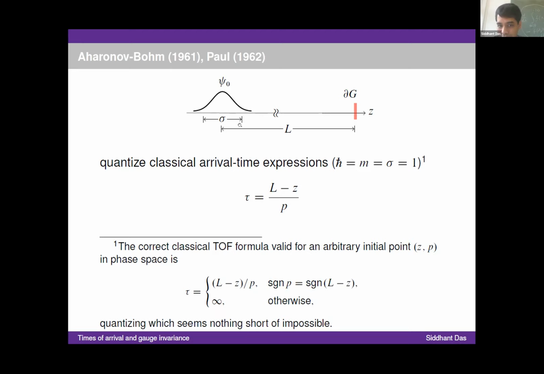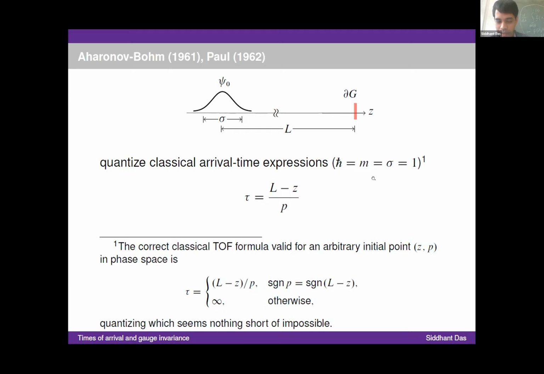And if Z and P are the initial position and momentum of the particle, then this expression here would be the classical arrival time expression, except for the fact that it's not completely correct. But this is what most people start with in this business. And here, of course, I should mention, I have set h bar and m and sigma, which is the width of the initial wave function, to one, so that the expressions are a little nicer to read.